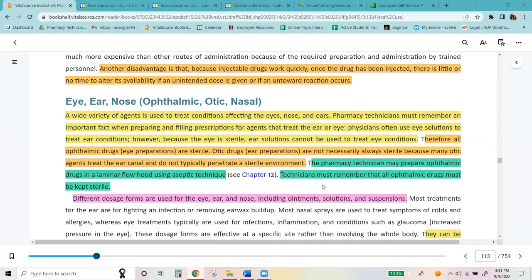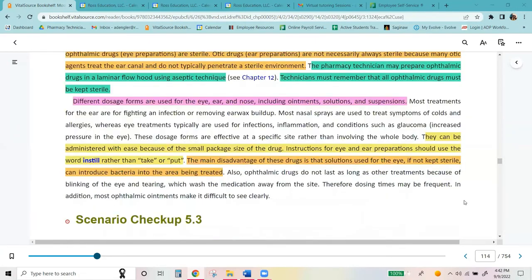Otic drugs are not necessarily always sterile because many otic agents treat the ear canal and do not typically penetrate a sterile environment. So otic is what we call ear preparations, ear drugs, eardrops. As a pharmacy technician, depending on where you work, you may prepare ophthalmic drugs in a laminar flow hood using aseptic technique. And we must remember that they should always be kept sterile.